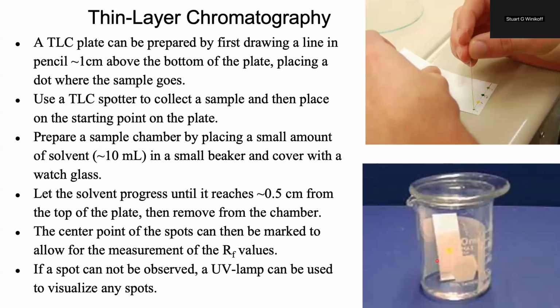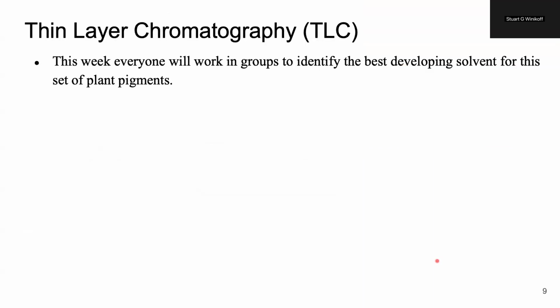So again, make sure to prep your pre-lab notebook and do the pre-lab quiz. And then when we're in lab, the first thing we're going to do is work in groups to identify the best developing solvent for each of these sets of plant pigments. So first thing everyone's going to do is make a TLC spotter.